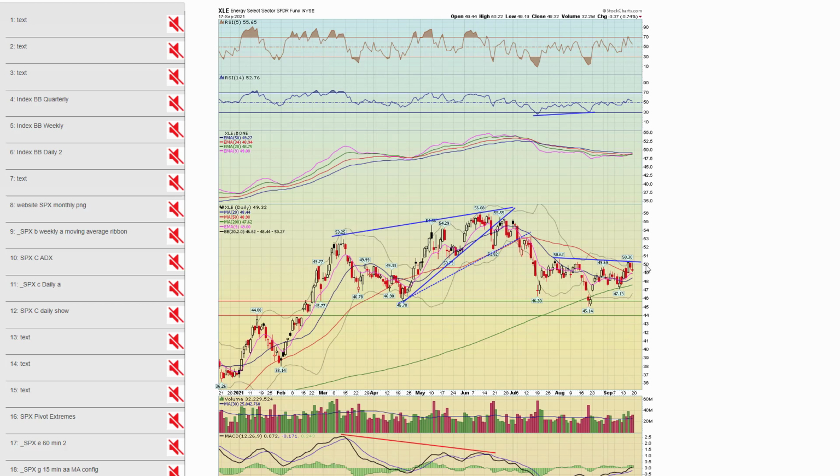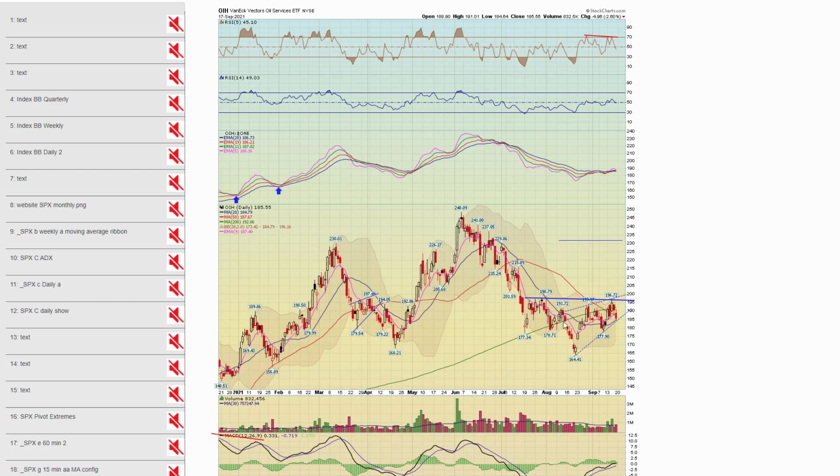Energy stalled at this trend line. Now, energy is interesting. You could almost argue it has a little inverse head and shoulders pattern here. Left shoulder, head, right shoulder, but it needs to take this neckline out. So we'll see if it can hold this area or not. Oil services, same deal. Here you could also draw a little wedge pattern, but this is your resistance to monitor.